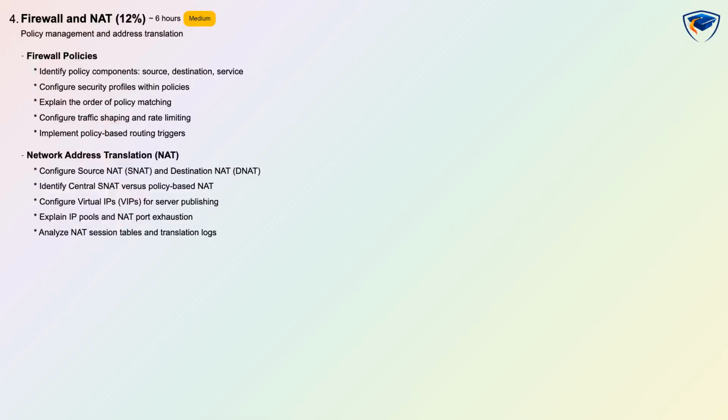Firewall and NAT represents 12%, medium difficulty, and about 6 hours of study with hands-on and conceptual assessment. You will learn to design and configure firewall policies including source, destination, and service components, apply security profiles within policies, and understand policy matching order. Topics include traffic shaping and rate limiting and how to implement policy-based routing triggers.